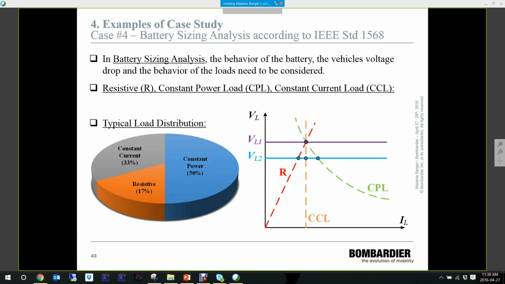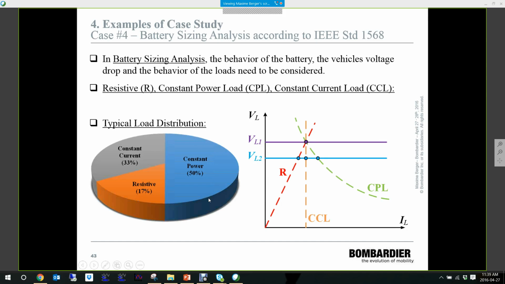So to finish for this case, in battery sizing analysis, the behavior of the battery, the vehicle's voltage drop, and the behavior of the loads all need to be considered. And we can do all of that with the MTP, having a detailed battery model and detailed load models.